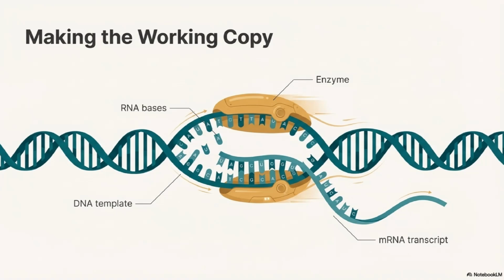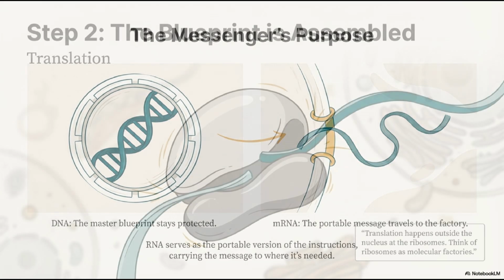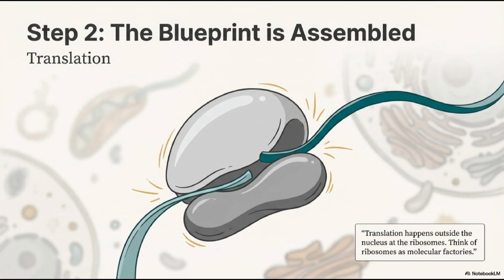You might wonder why this detour through RNA is necessary. The reason is that DNA must stay protected inside the nucleus. RNA serves as the portable version of the instructions, carrying the message to where it's needed. The message encoded in mRNA isn't the final product. It's a blueprint for assembling amino acids into a protein. This brings us to translation, which happens outside the nucleus at the ribosomes.